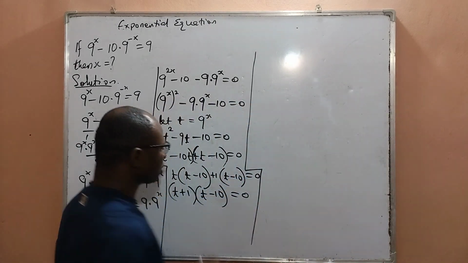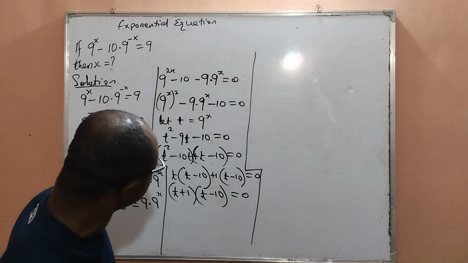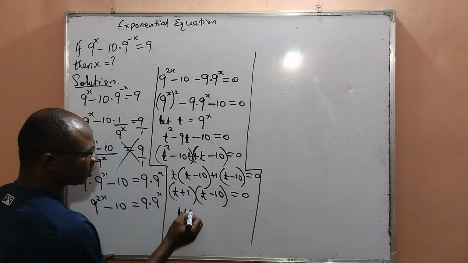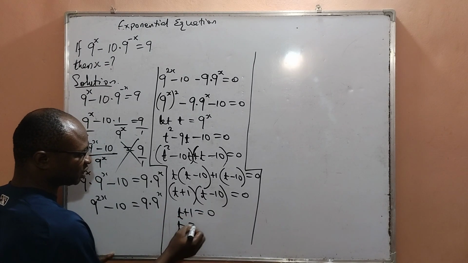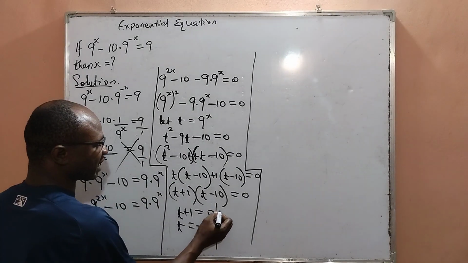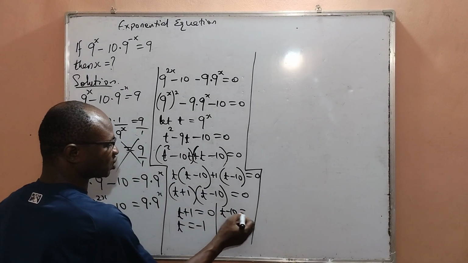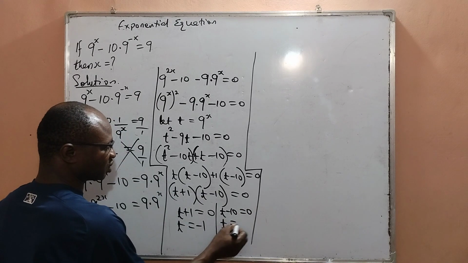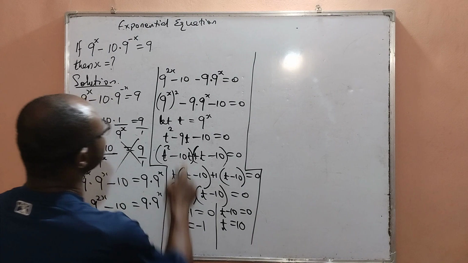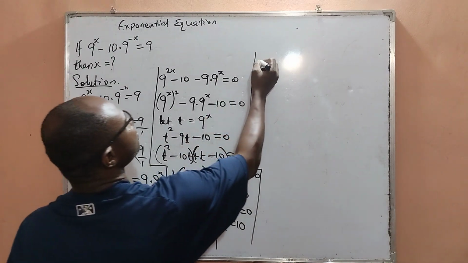We move on. Watch it over and over again, and you see that it will make sense to you. From the first bracket I have t plus 1 is equal to 0, meaning that t is equal to negative 1. First value of t. From the second bracket I have it that t minus 10 is equal to 0, meaning that t is equal to positive 10. Recall that t is equal to 9 to the power of x.